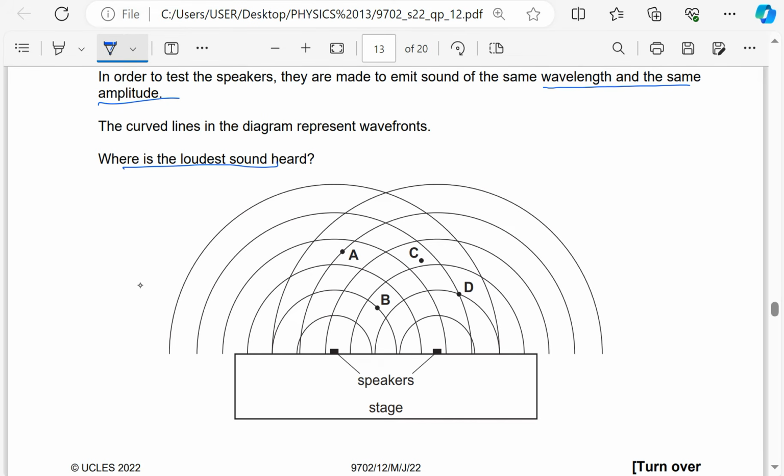Of course, loudest sound, that is constructive interference. A crest must meet a crest. So this is destructive. The loudest is going to be D because the crest is meeting a crest. So that is the loudest sound.